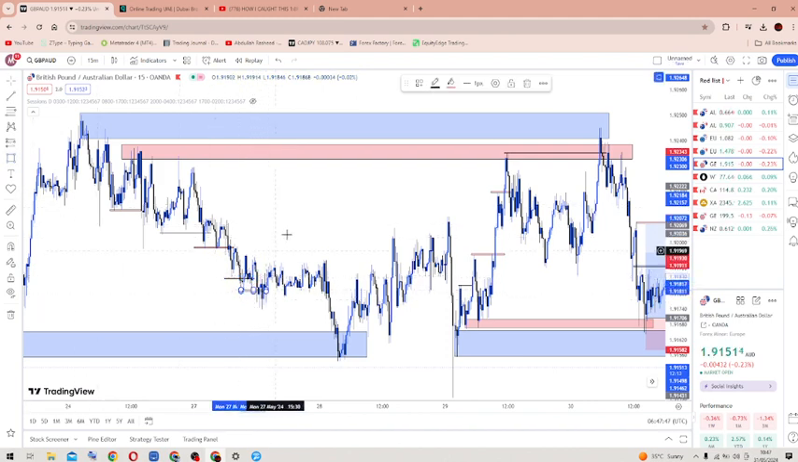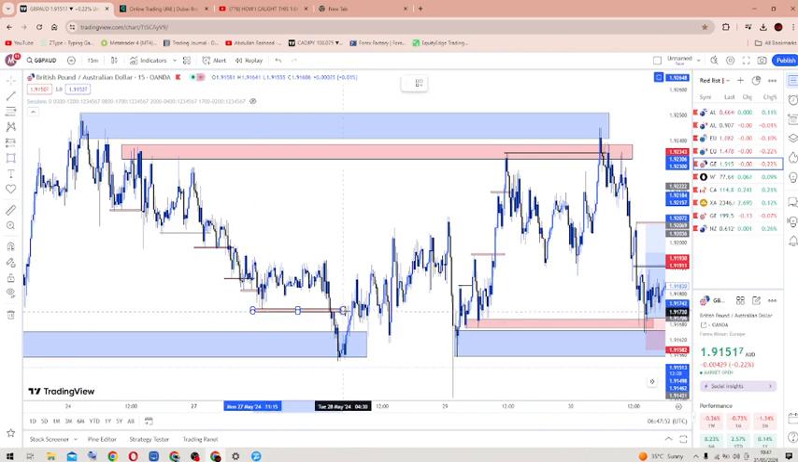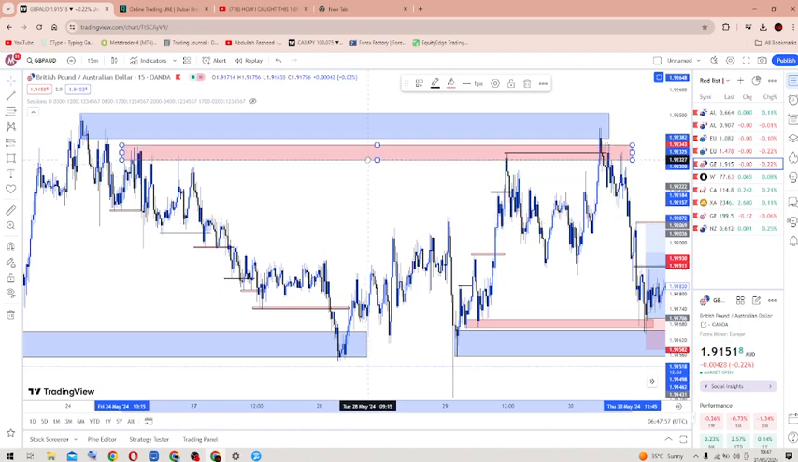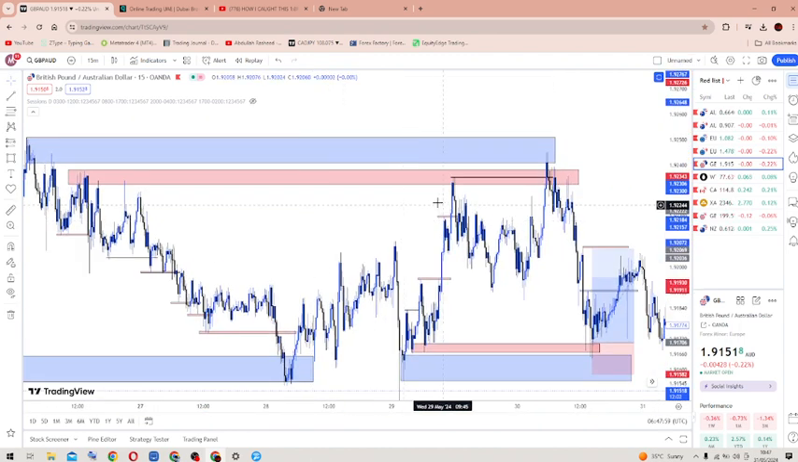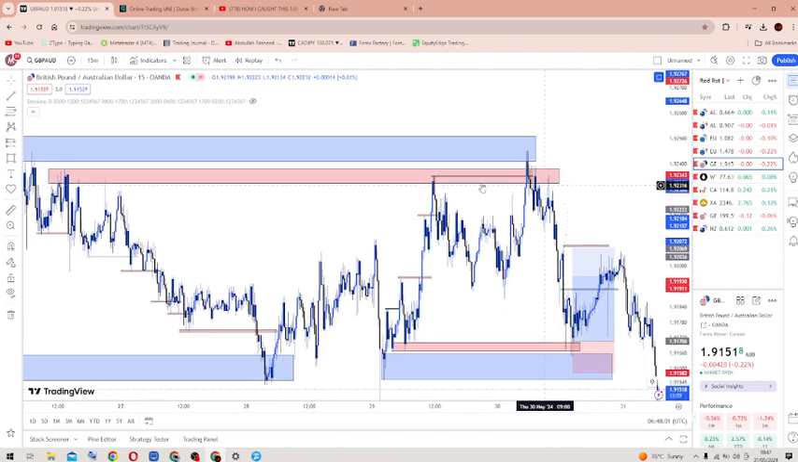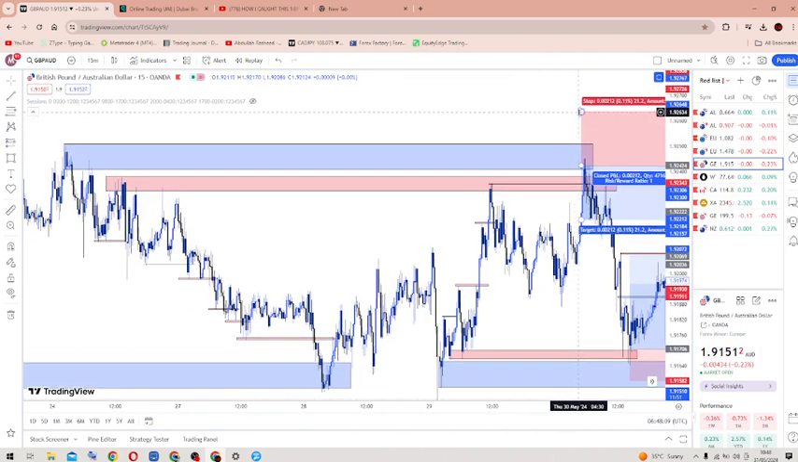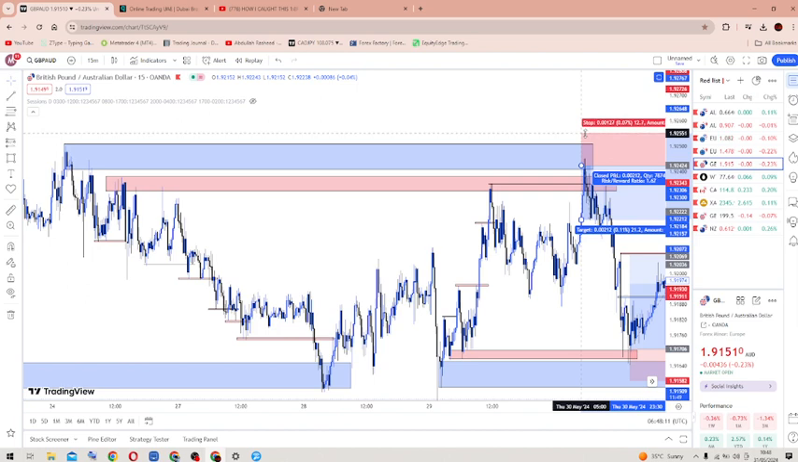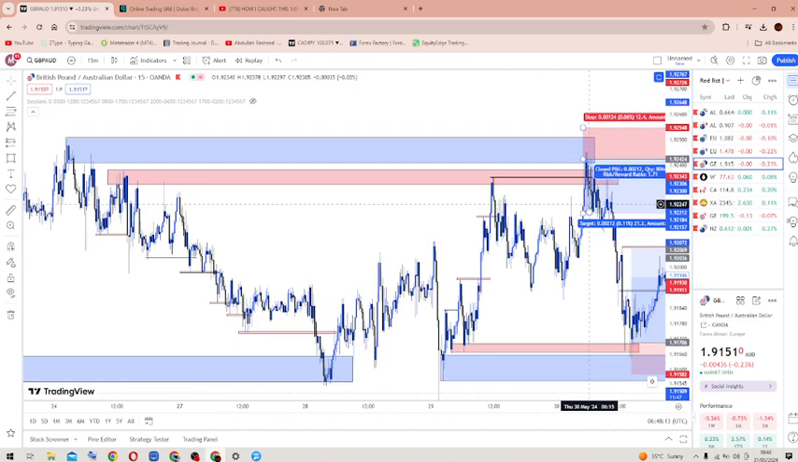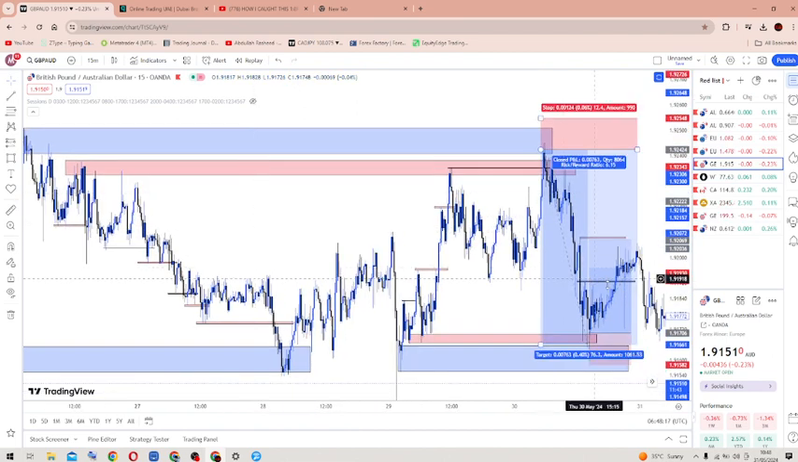Too much, I have so many indications. I don't actually know why I didn't take this sale. Well, it happens. Now you see, when price came into this zone, what did it do? It sold off. Same thing, it sold off.